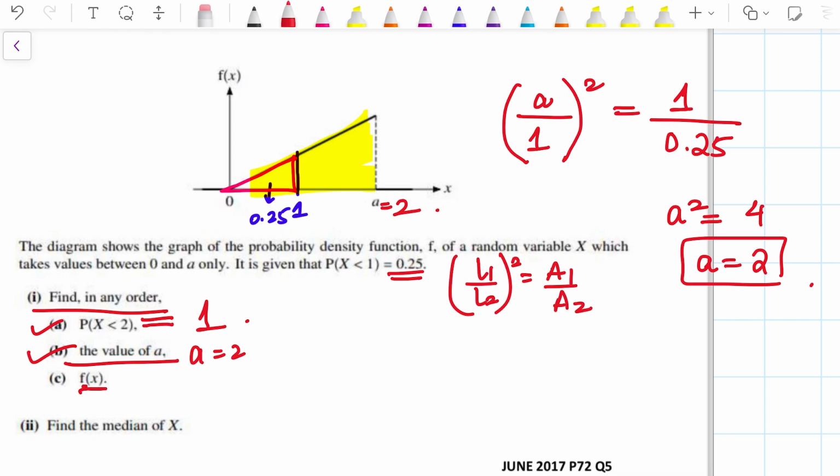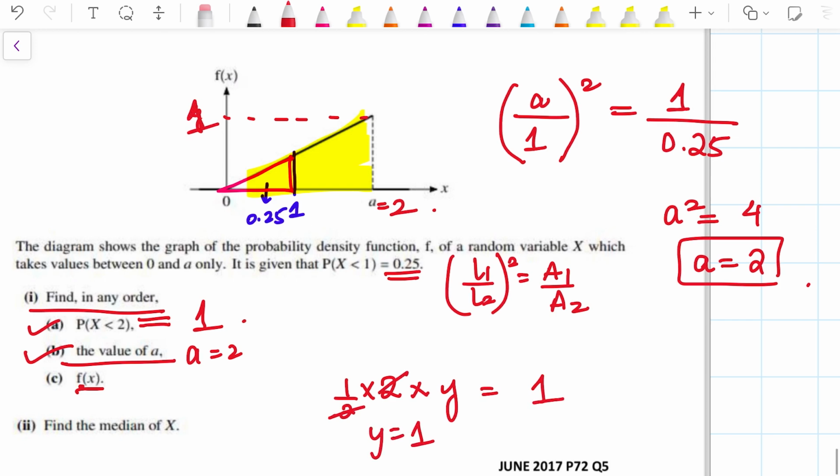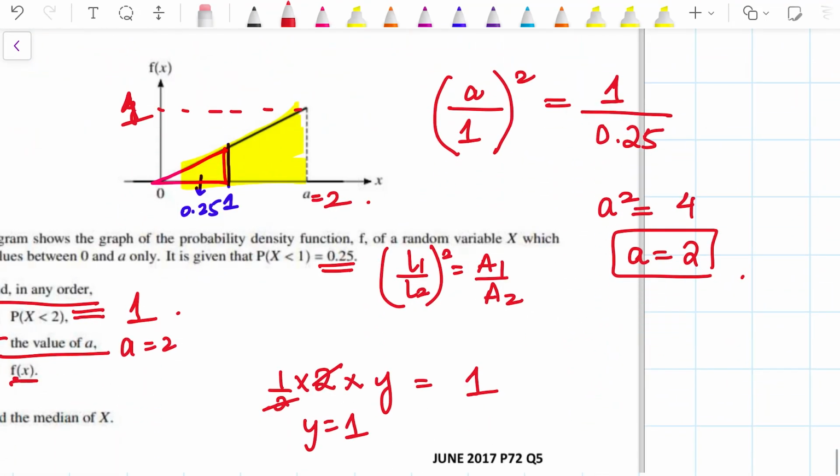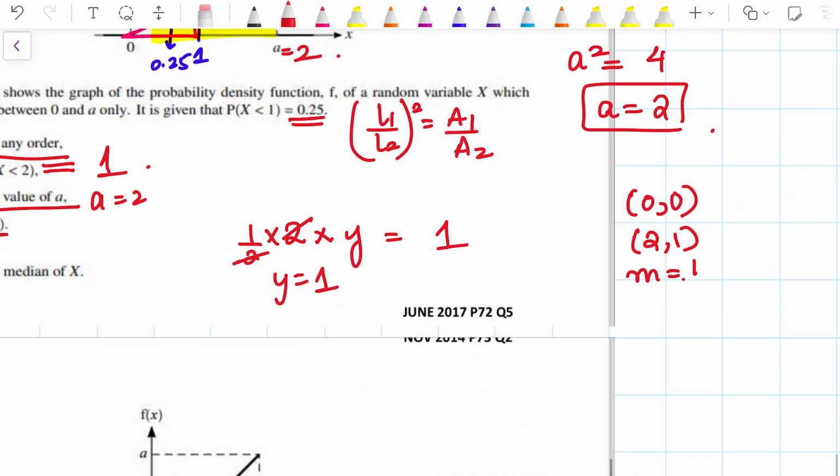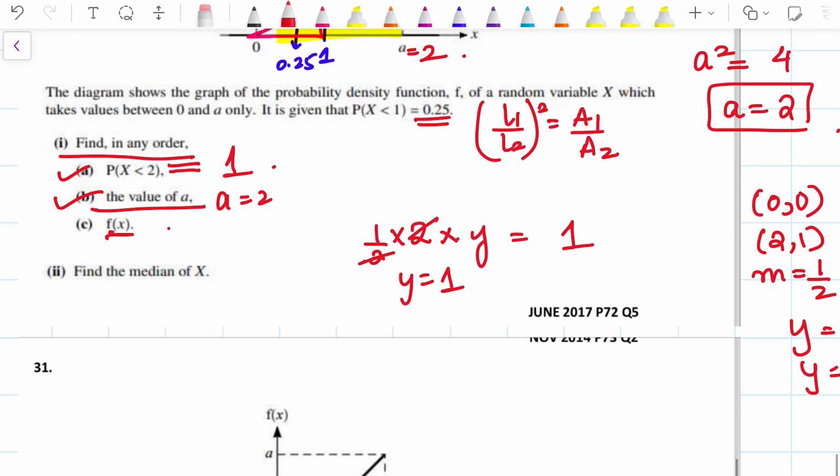What is this? The yellow region is a triangle. Half into base into the height, which is the y coordinate here, equals to 1. So the value of y becomes 1. We know that the function passes through 2 points. It passes through the origin, 0, 0. Then the next point that it passes through is 2, 1. Let's find out the gradient. The intercept is 0. So the function becomes y equals mx plus c because it's a linear function. So f of x is equals to half x.